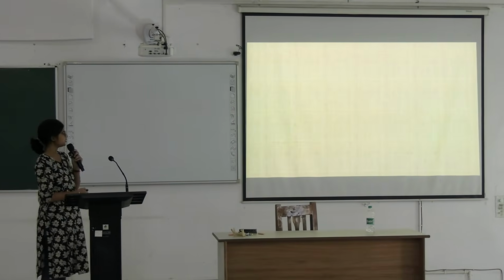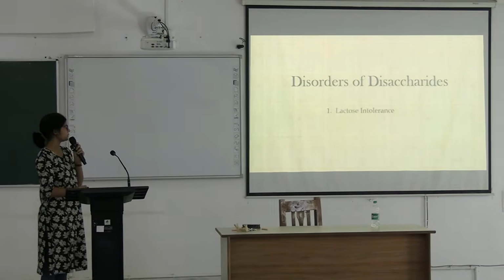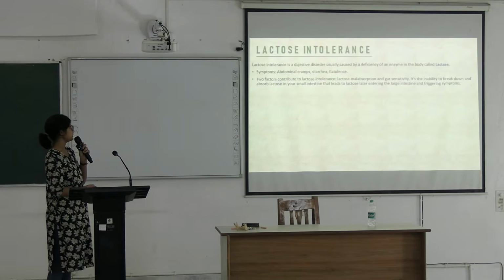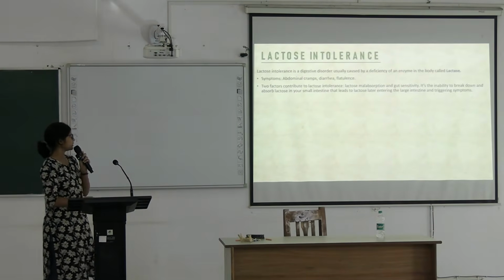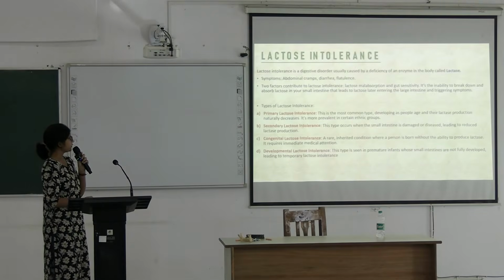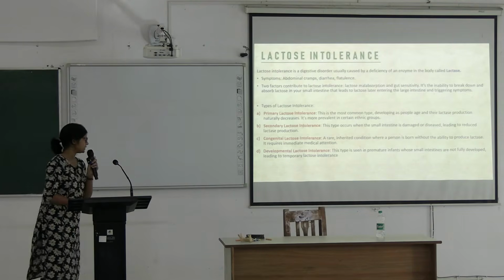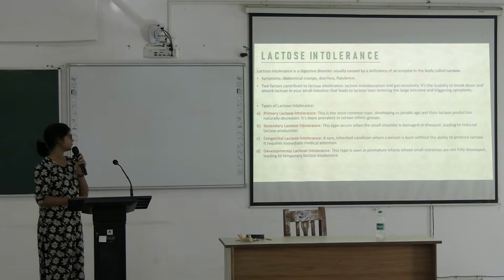Continuing with the disorders of disaccharides, we have one classical example, lactose intolerance. So lactose intolerance is a disease which mainly occurs due to deficiency of the lactase enzyme. The typical symptoms are abdominal cramps, diarrhea, and flatulence. The two factors that contribute to lactose intolerance are lactose malabsorption and gut sensitivity. It's the inability to break down and absorb lactose in the small intestine that leads to lactose later entering the large intestine and triggering the symptoms.